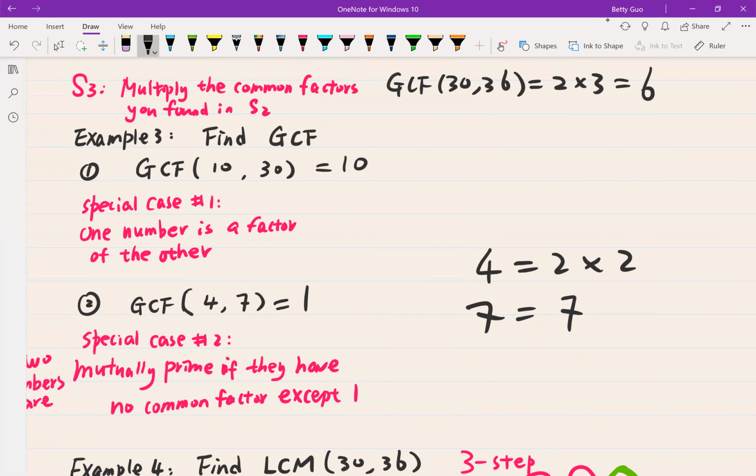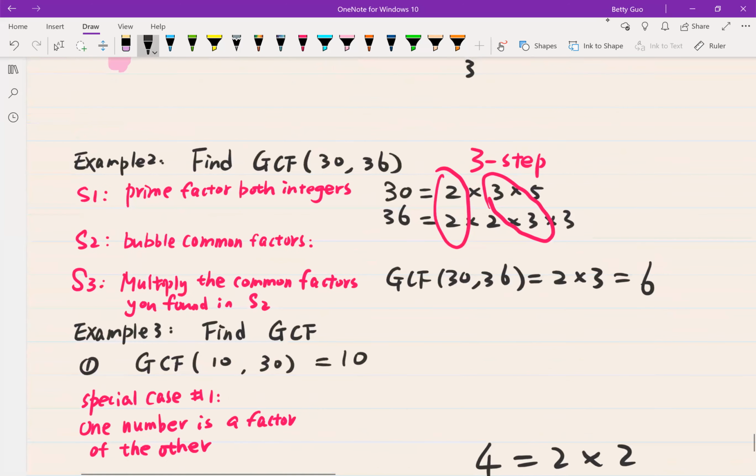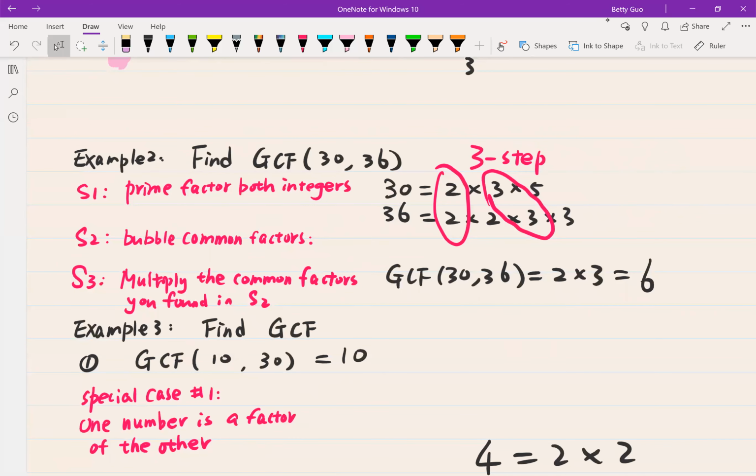GCF is a smaller number. For example, the GCF of 30 and 36 is 6, right? The GCF is a smaller number, smaller than 30 and smaller than 36 in this case, because it's a factor of both. It has to go into both integers.